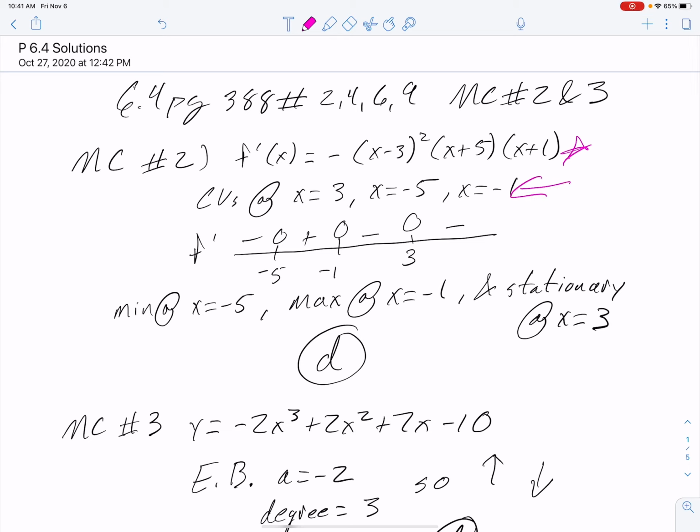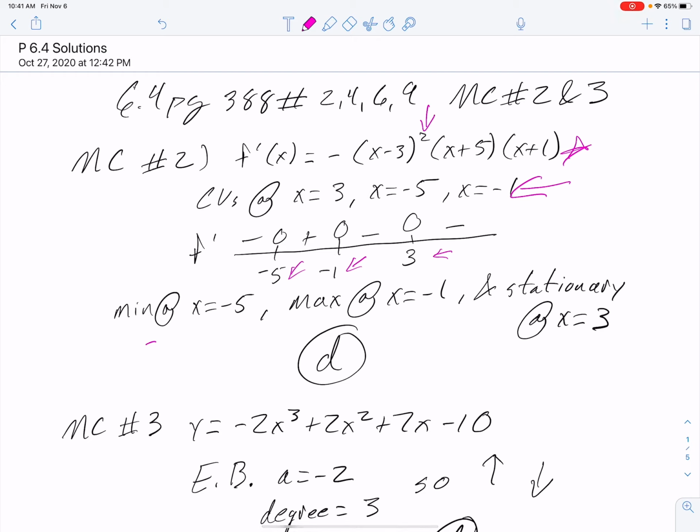I can see my critical value. Notice that my critical value at 3 is a double root, so I'm expecting my sign not to change. I've tested values and come up with my sign pattern. Again, notice the sign did not change at 3. It did change at -1. It did change at 5.